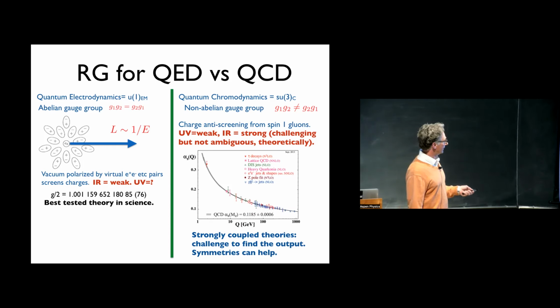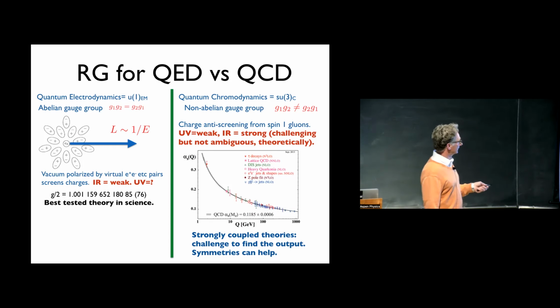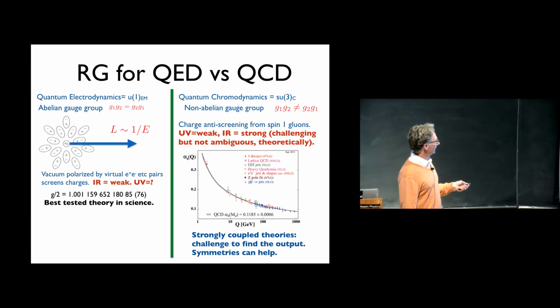In the infrared, it's possible to make incredibly precise predictions. For example, the gyromagnetic ratio for the electron is predicted to a huge number of digits, and it has been experimentally confirmed to a huge number of digits. It's the best tested theory in all of science. So even though quantum field theory is weird, it can make these incredibly precise predictions, and we know it's right.